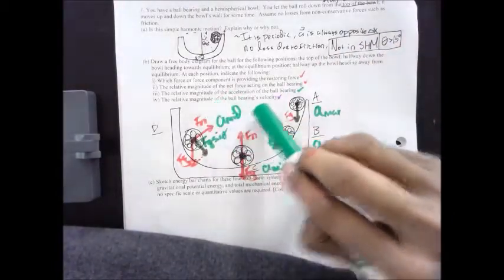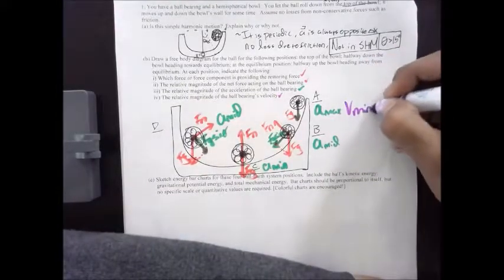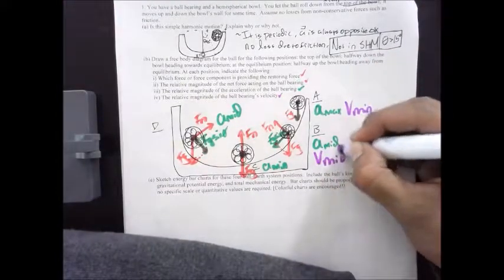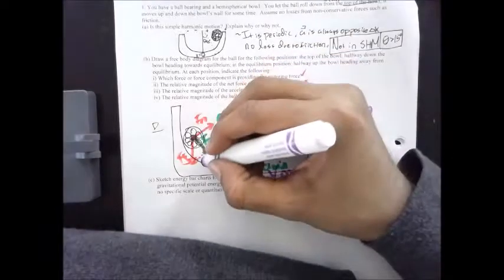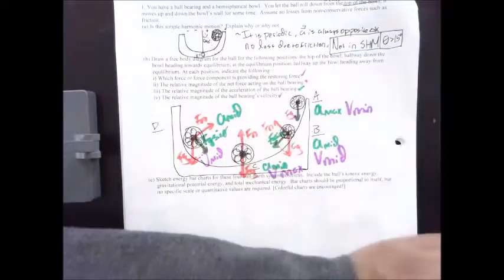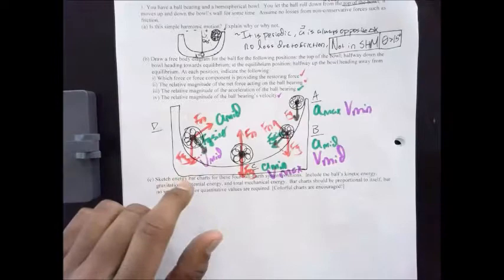Relative magnitude of the ball bearing's velocity. V min, V mid, V max, V mid here as well. Acceleration middle, velocity middle. D and B mirroring each other.